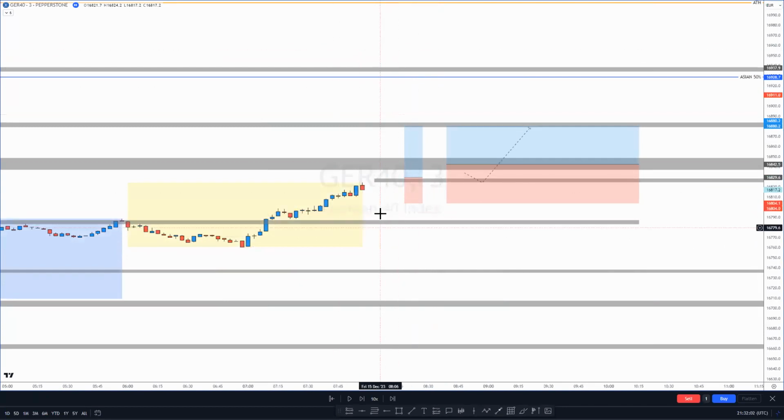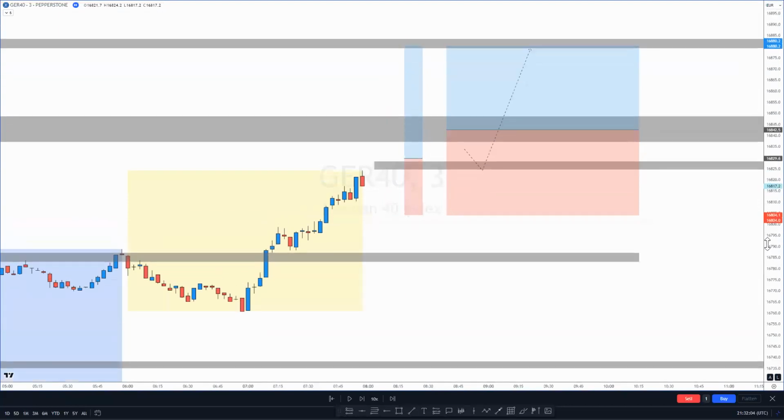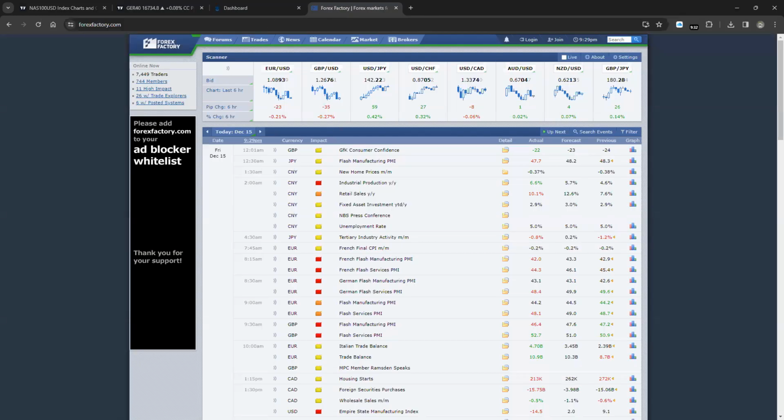Excuse me. And we had PMI at 8:15, 8:30, 9:30. So real mess. So this is the Forex Factory. You can see this list over here. This is the list of PMI. So it was all scattered about.